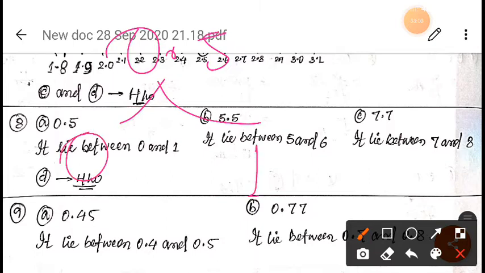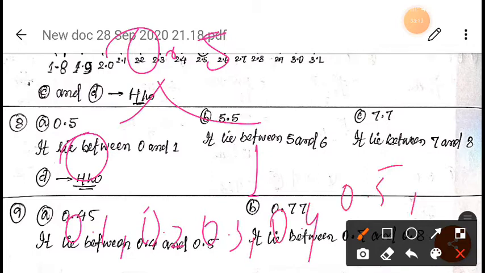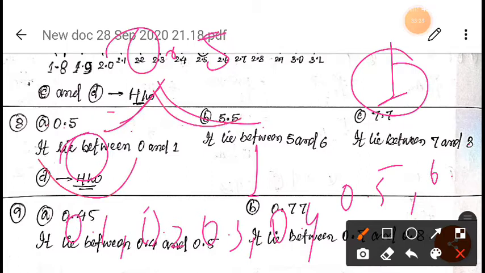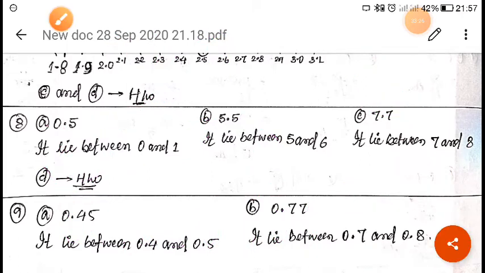Because 0, after that what can we write? 0.1, and then after that 0.2, after that 0.3, after that 0.4, after that 0.5, after that 0.6, 0.7 and 0.8, and then in the last we will get 1, right? So 0.5 lies between which two numbers? 0 and 1, right? Now next is 5.5.